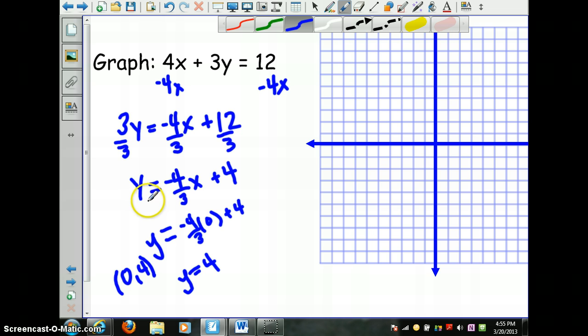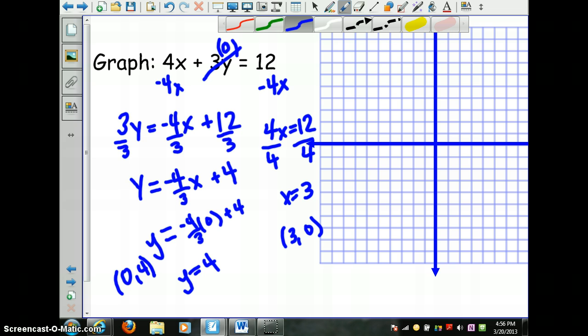Now, I could go ahead and solve for x here by plugging in y. But how about if I just plug in 0 up here for y? That way I can just go ahead and get rid of this. See how that makes sense? Now I have 4x equals 12. Divide by 4 on both sides. X equals 3. Now we have 3, comma 0. So that's better than using all this fraction junk.